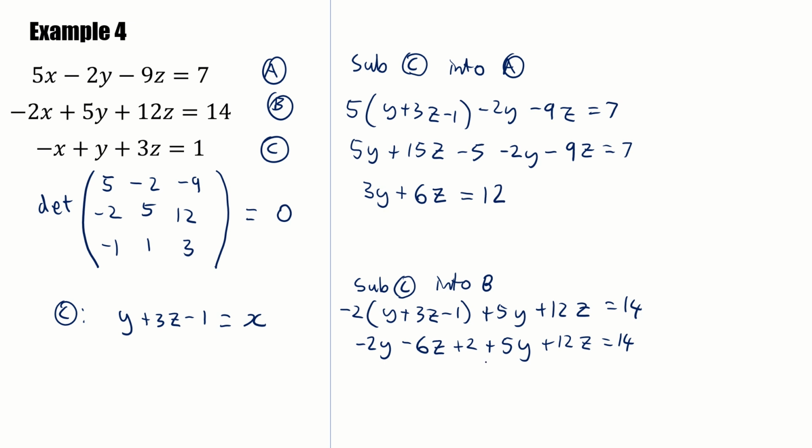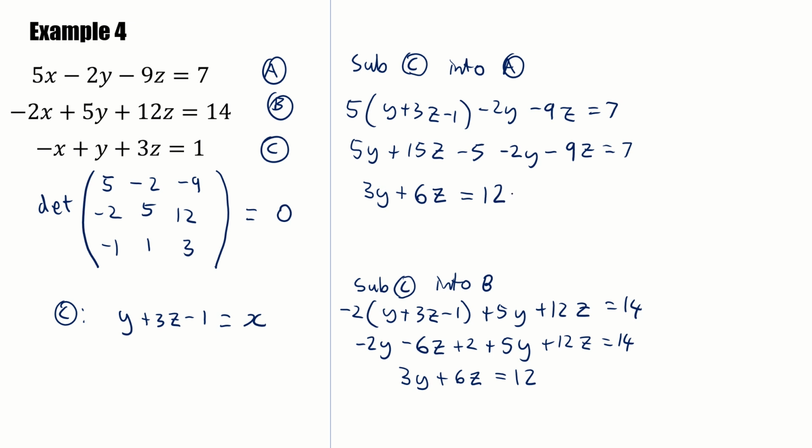So we've got a 5y take away a 2y. Oh my goodness, it's a 3y. We've got a 12z take away 6z, which is 6z. And then lastly, we've got the 14 take away 2 to get, what do you know, 12. So once again, we have managed to get to the point where we've got the same coefficients for the remaining two letters in both equations.